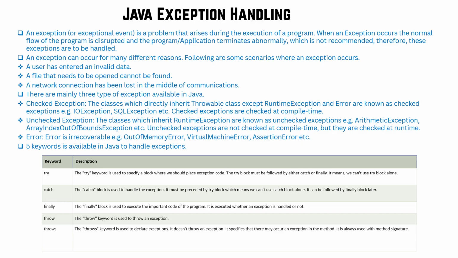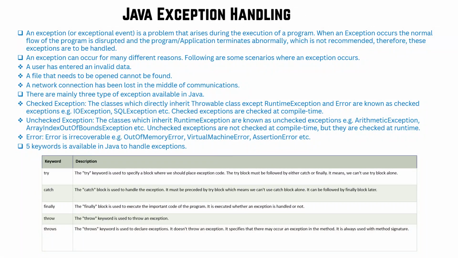An exception can occur for many different reasons. Sometimes the user has entered invalid data, a file on which you want to do some operation is already opened by someone, or the network connection has been lost in the middle of communication. These are the different kinds of causes. There are mainly three types of exceptions available in Java: checked exception, unchecked exception, and error. Checked means during compilation time, if you save the code, some error might be coming. These are checked exceptions like IO exception, SQL exception. All these types will be coming during saving the code.